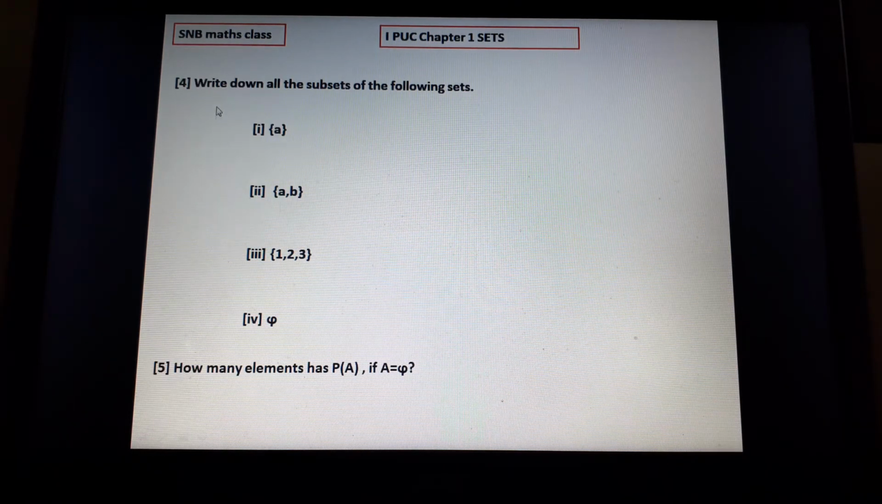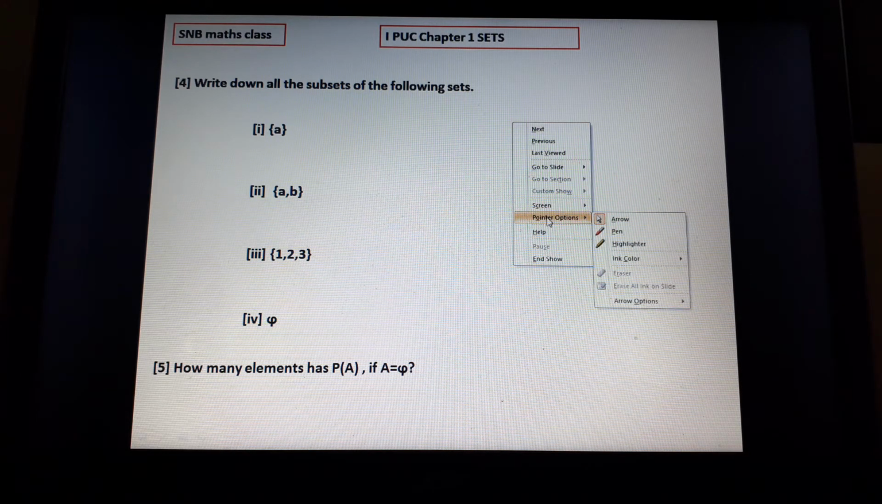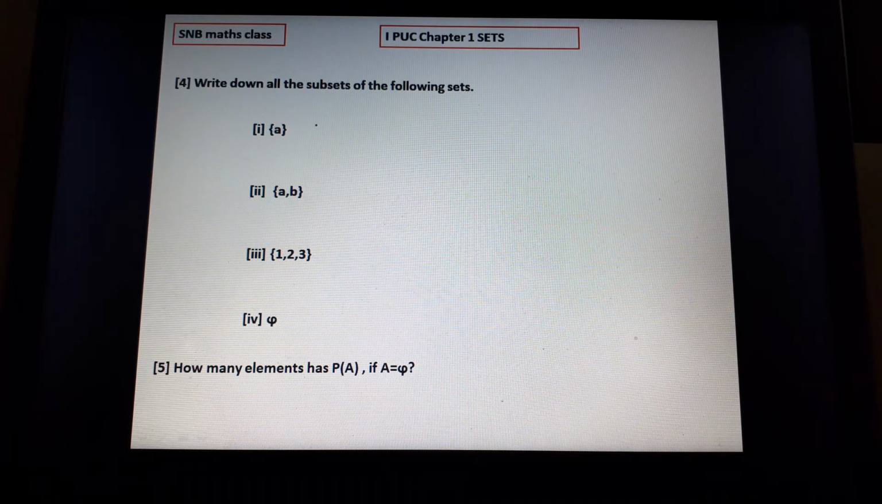Then write down all the subsets of the following. This we have done already. How to write this subset? For the first one, we know that phi is a subset of every other set. So this set contains only one element. So one subset is phi. Another one is the set itself. So these are the two subsets of this set.